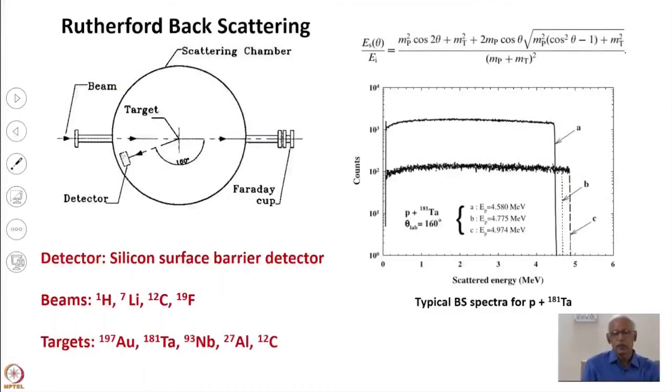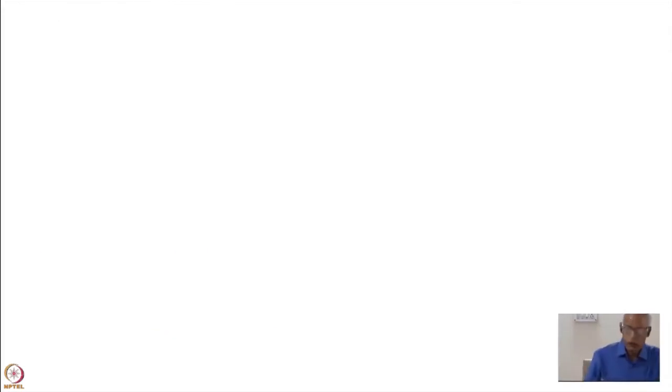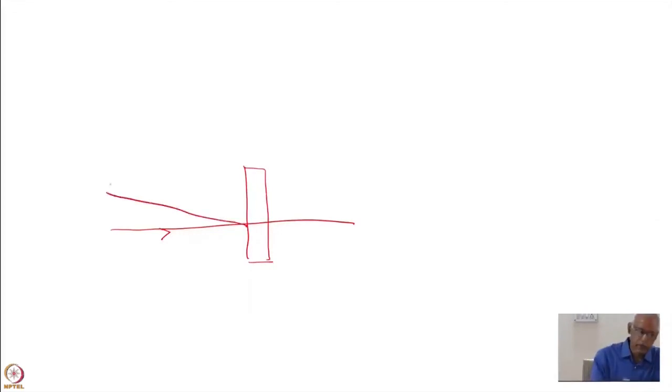Now, as I mentioned earlier, I will take a particular case. Since the energy is well below the Coulomb barrier, this backscattering can be called Rutherford backscattering. In backscattering, you have a target here, and the beam is coming. This is the beam, and in backscattering you put the detector here, let's say, at a very backward angle.